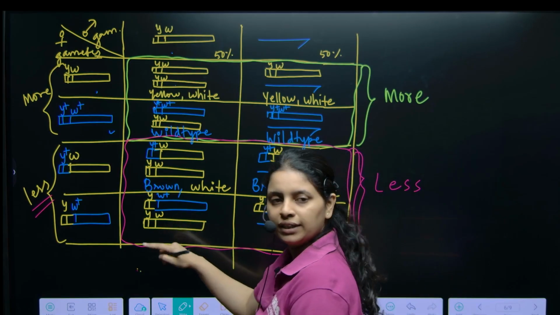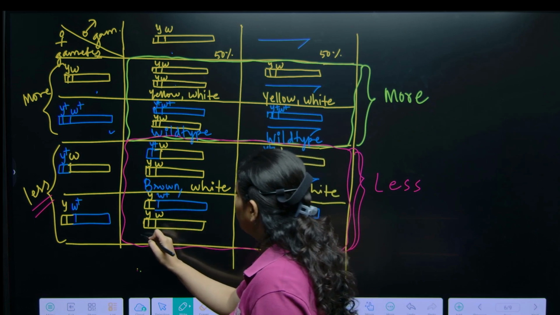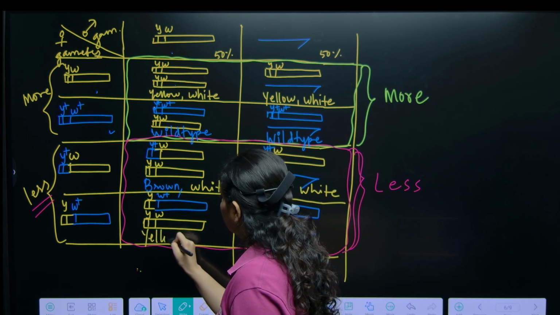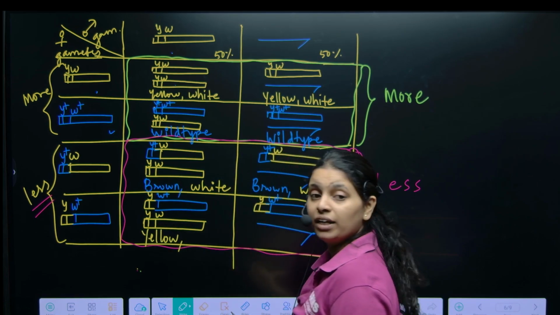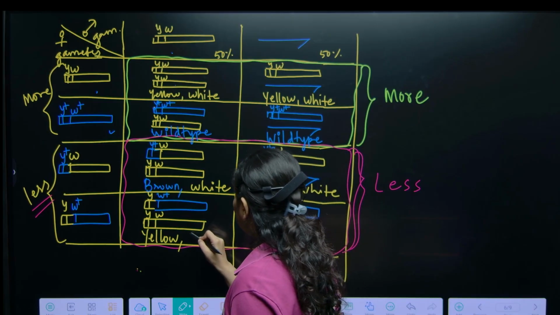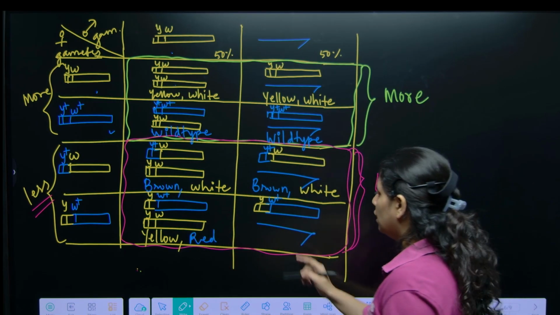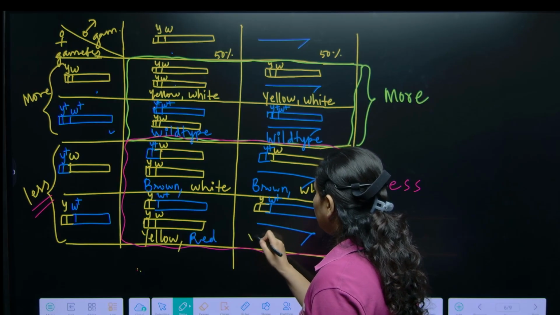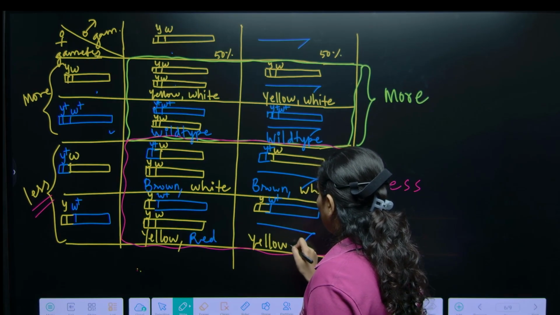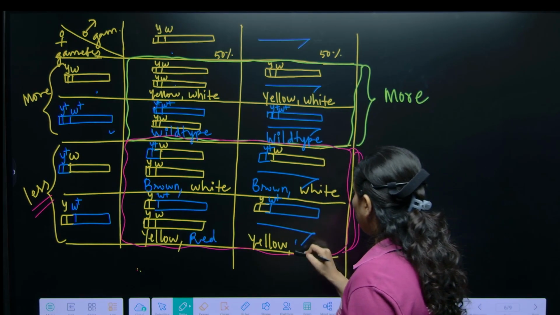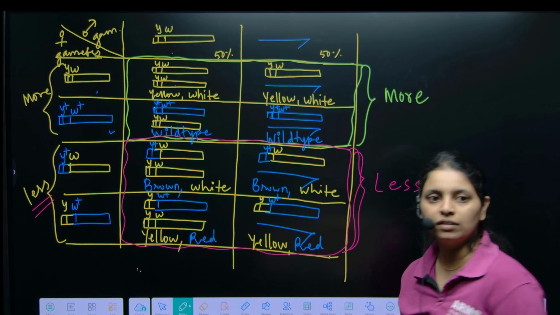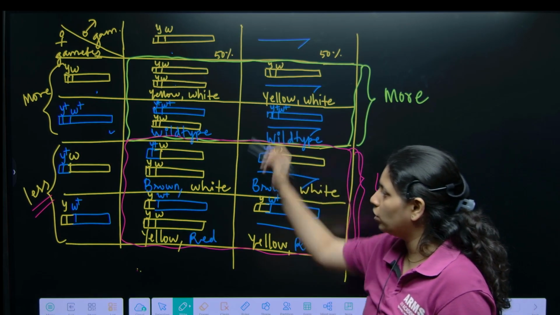What about this one? Exact opposite. We have YY, so yellow body. We have yellow body, recessive. And then W plus is present. So eye color is wild type, red, as we saw in the table. Same here for male, yellow, and we have W plus, so red eye color, right? So we have mentioned all the phenotypes also.